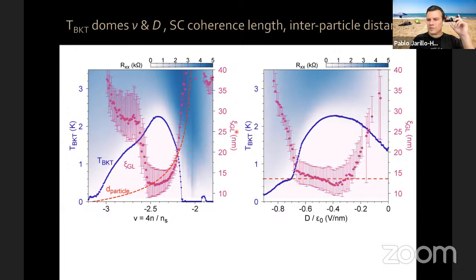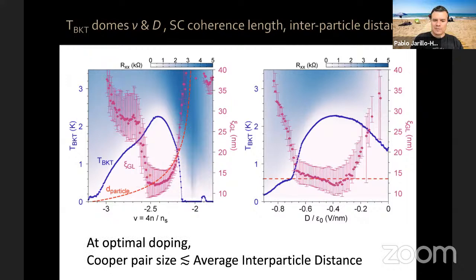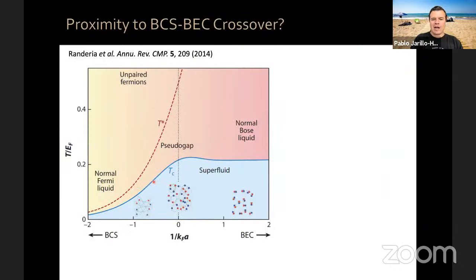So this means that at optimal doping, the Cooper pair size is of the same order or smaller than the average interparticle distance, okay? So that is again a situation which is very unusual, okay? And it reminds us of this type of diagrams that are more typical of the cold atoms community, where they can tune these things, okay?